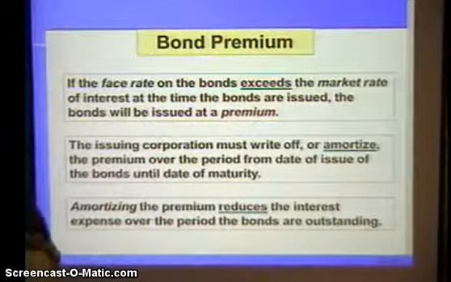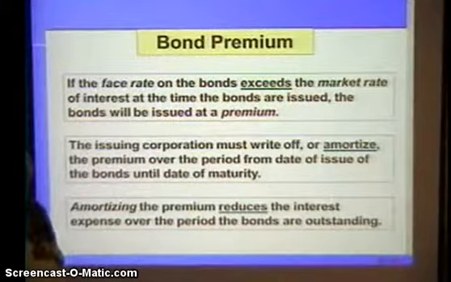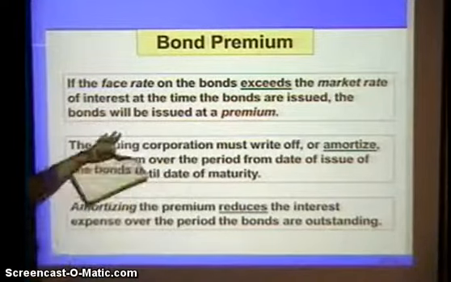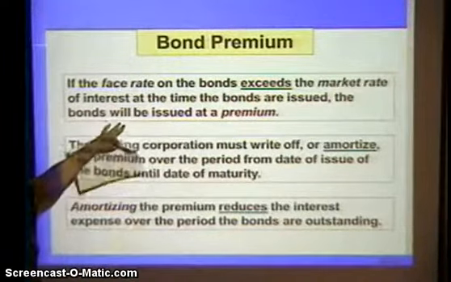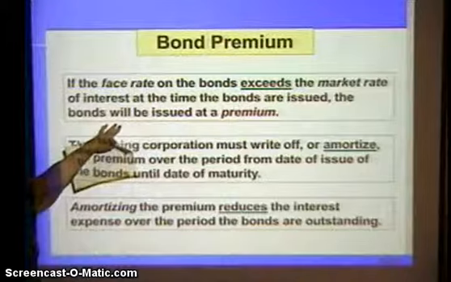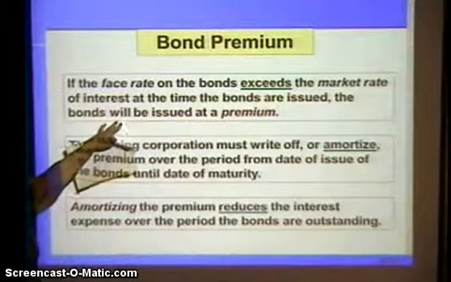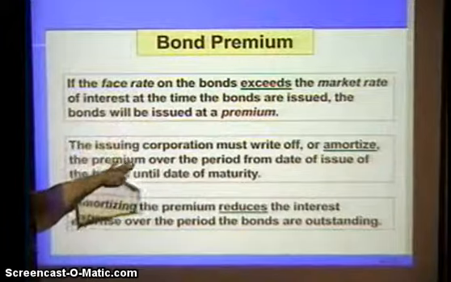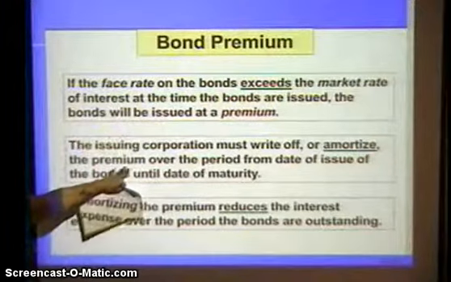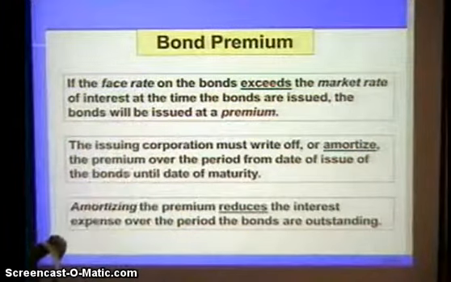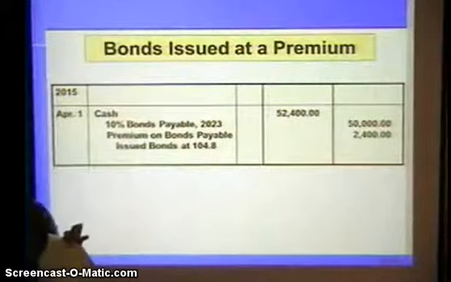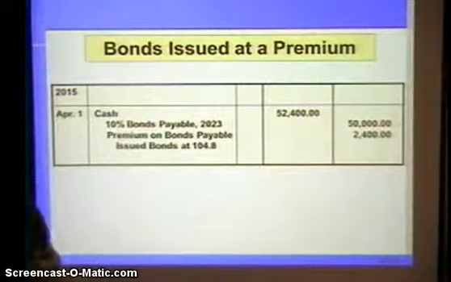The premium is when the face rate on the bond exceeds the market rate. And when they're issued, again, we have a premium account then. We've issued it at a premium, meaning we've issued it at more money. We're getting more money for the bonds than the face value. So we will write off or amortize the premium over the period from the date of issue, meaning, again, it's an accrual thing.